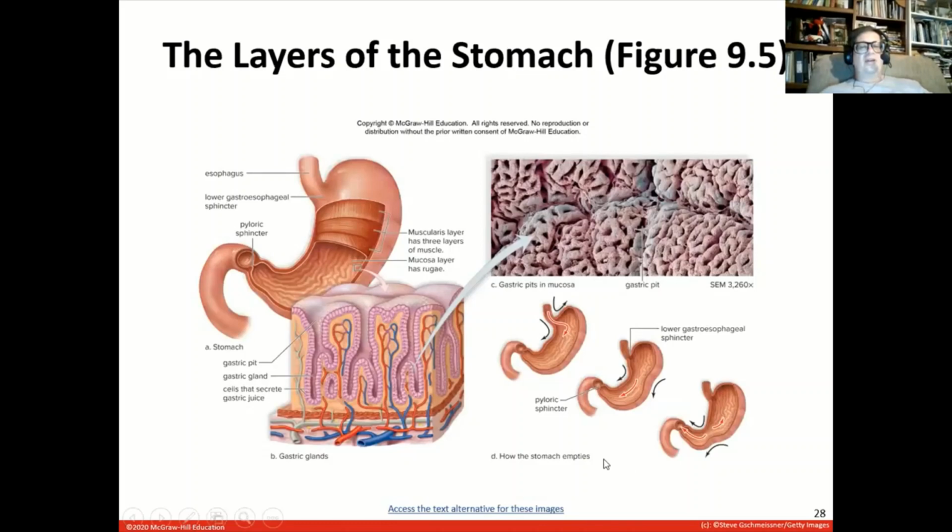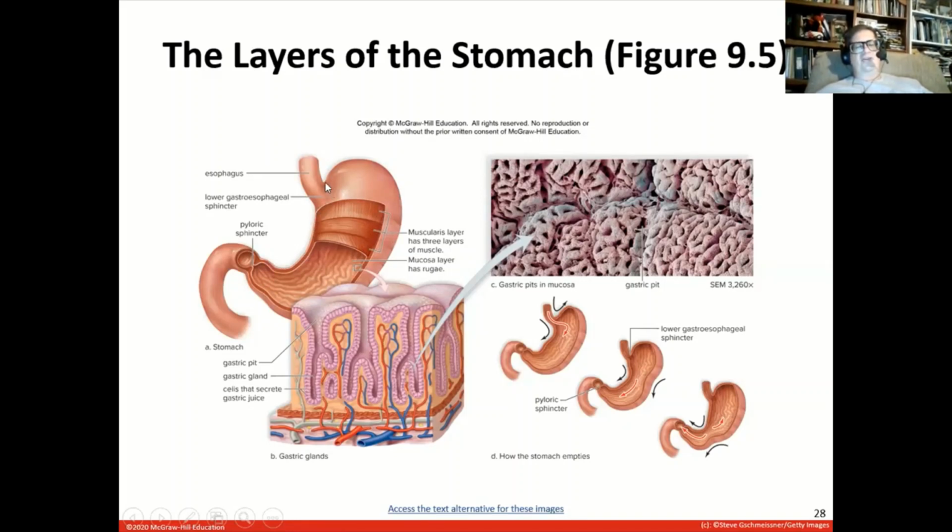So if we look here, the oblique layer they've drawn on the inside, I think that's correct. The longitudinal is on the outside. But this part, if they don't say it, this bulgy part here is the fundus. This narrow part here is the pylorus. The stuff in between is the body. This big curve along the stomach is the greater curvature. This curve here is the lesser curvature.